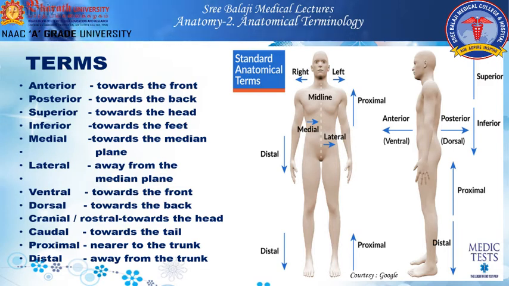Towards the median plane is medial, and away from the median plane is lateral. As I said before, anterior and posterior mean towards the front and towards the back. In embryology, we call the front ventral, and the back we call dorsal. Towards the head we say cranial or rostral, where we used superior. Towards the tail we say caudal, where we used inferior. Proximal is nearer to the trunk and distal is away from the trunk.